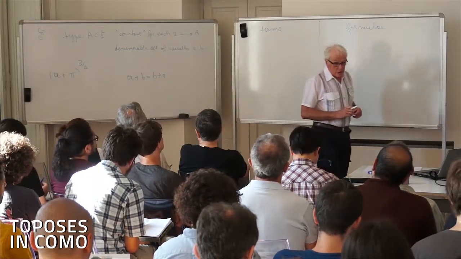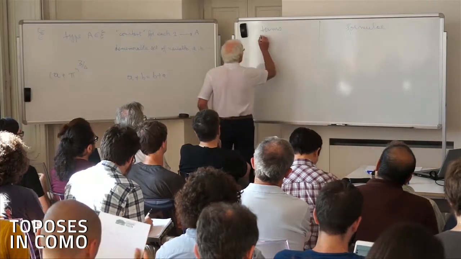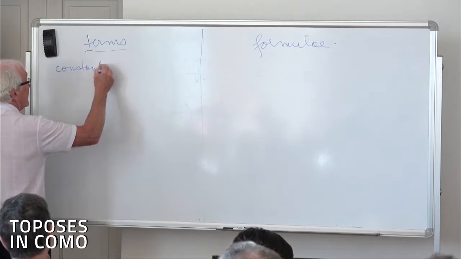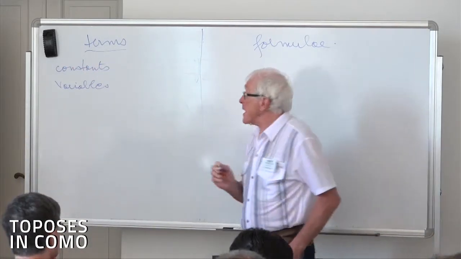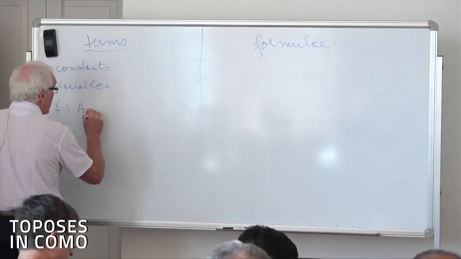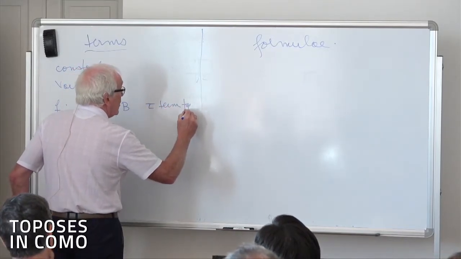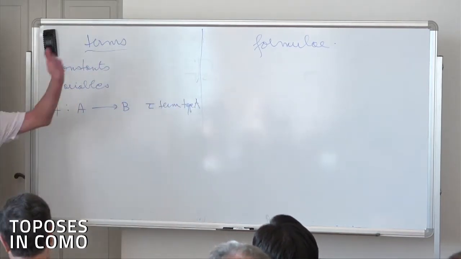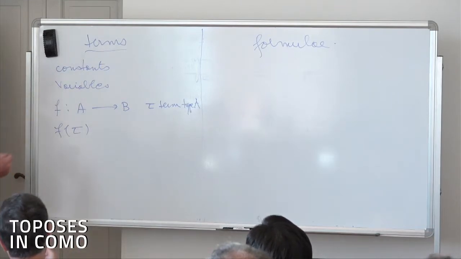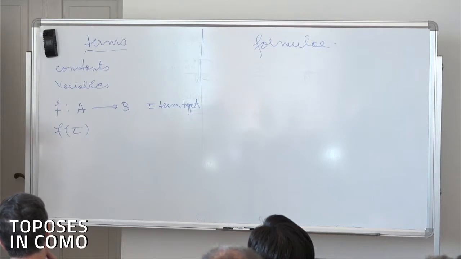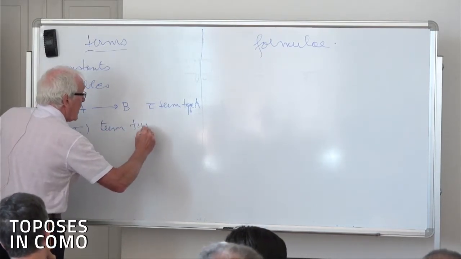And you define the terms and the formulae in an inductive way. So, for example, the terms of type A: the constants are certainly terms. The variables are terms. And then, if you have a morphism in the topos from A to B, and if you have tau, a term of type A, which has already been defined before, then you decide that the word f(tau), so it is just a word that you write with symbols, is a term of type B.